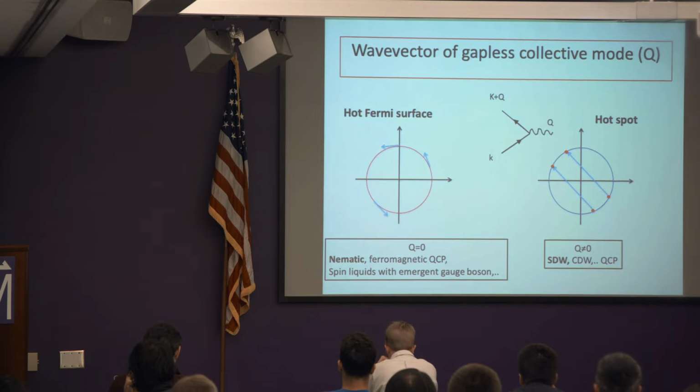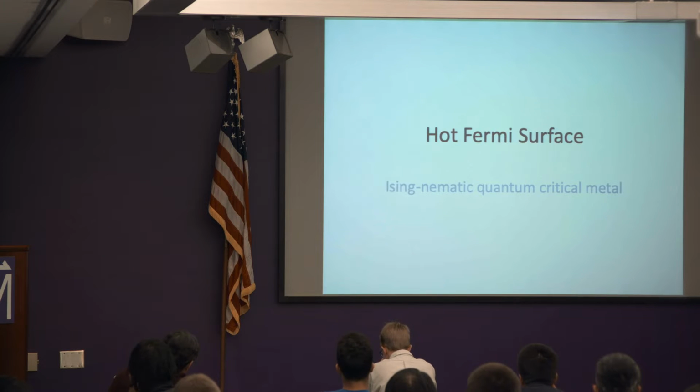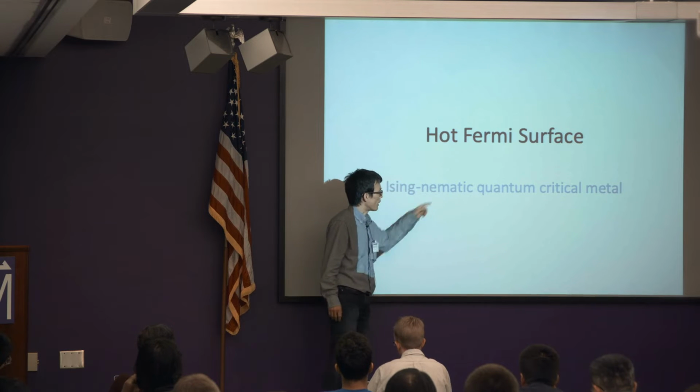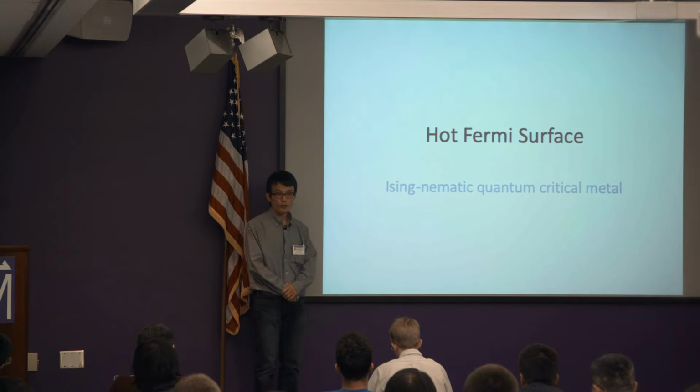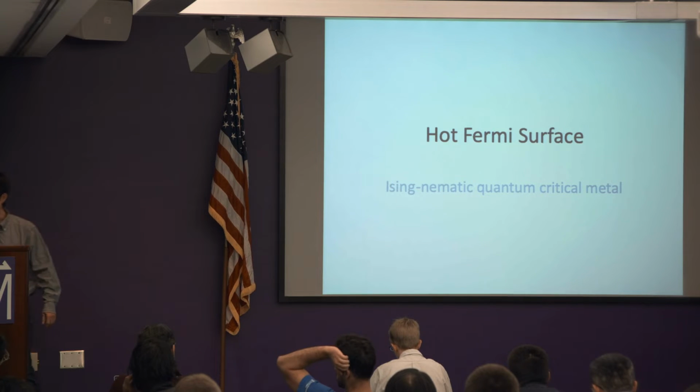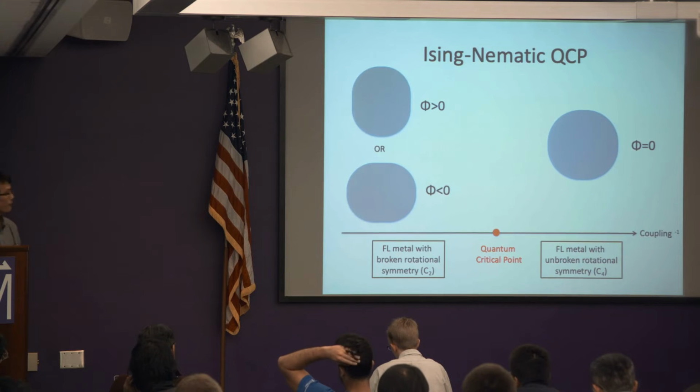Okay, so let's first consider hot Fermi surface. Here I'm going to use this Ising-nematic quantum critical point as an example. So what is Ising-nematic phase transition?